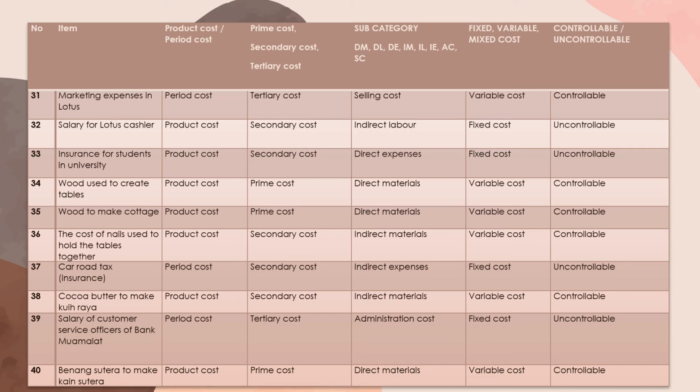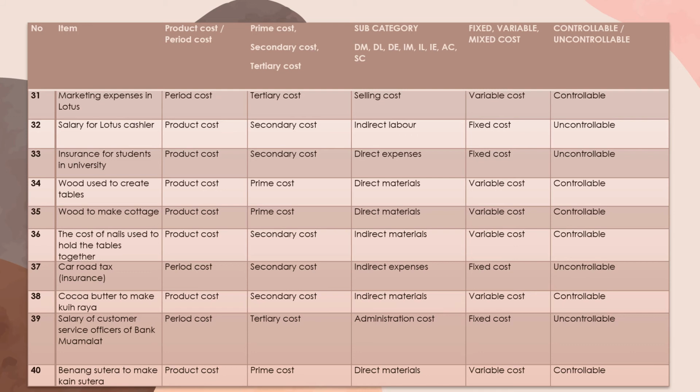Insurance for students in university, product cost, secondary cost, direct expenses, fixed cost, and uncontrollable. Wood used to create tables, product cost, prime cost, direct materials, variable cost, and controllable, same as wood to make cottage. The cost of nails used to hold the tables together, product cost, secondary cost, indirect materials, variable cost, and controllable. Takaful insurance, period cost, secondary cost, indirect expenses, fixed cost, and uncontrollable.